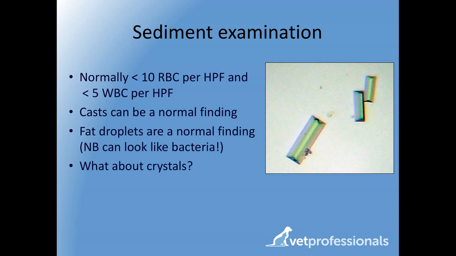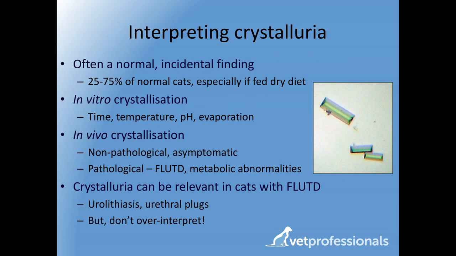And of course, people often worry about the presence of crystals and how to interpret that. The answer to that question is that, in fact, having crystals in your urine is often a completely normal and irrelevant finding in cats. And in particular, if your cat is fed a dry diet, it's highly likely to have struvite crystals in its urine sample, as you can see from the numbers here.